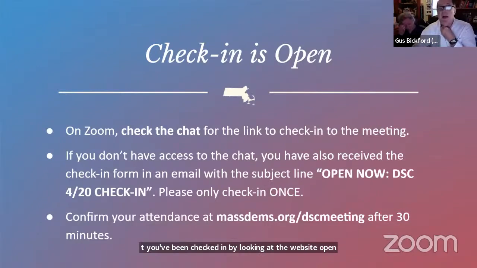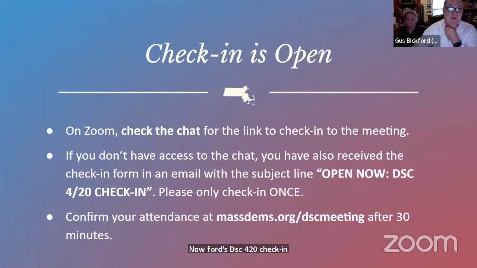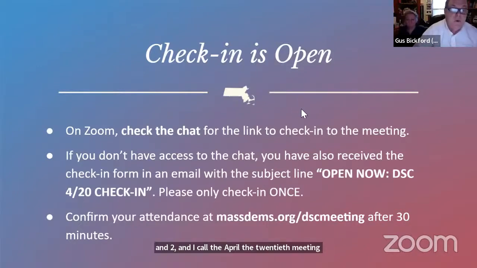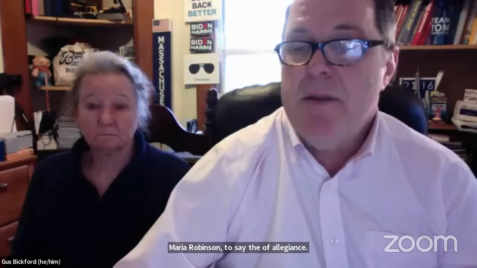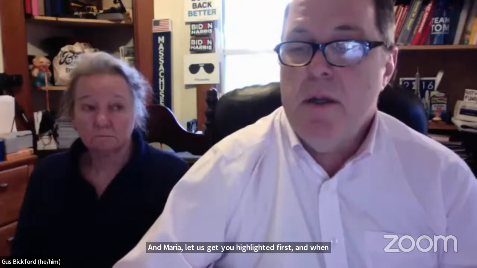All right. It is now 7:02 and I call the April 20th meeting of the Massachusetts Democratic State Committee to order. I would now like to recognize a very special person, State Representative Maria Robinson, to say the Pledge of Allegiance. And Maria, let us get you highlighted first. And when that happens, there you are.